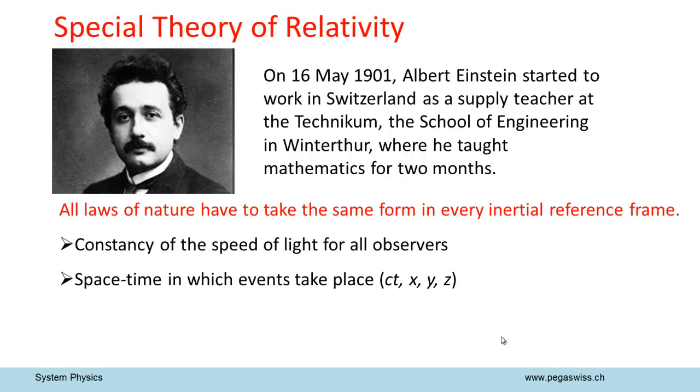Therefore, 1 second equals about 300 million meters. It is difficult for us humans to understand the theory of relativity because in space we can resolve about 1/10 of a millimeter, but in time we can only resolve 1/10 of a second, which equals 30 million meters.